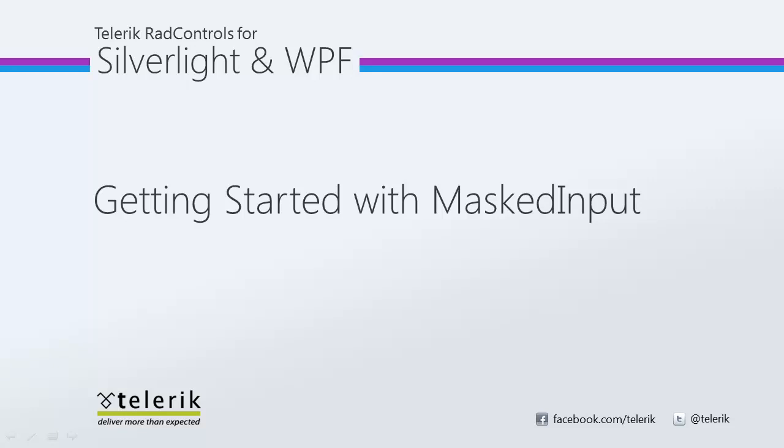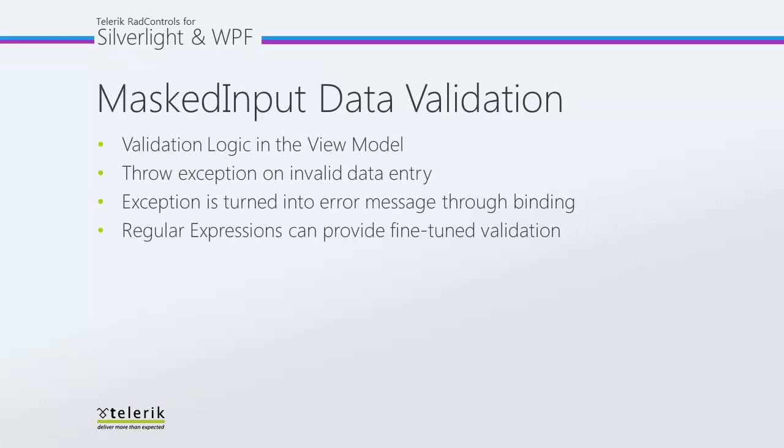Today we're going to take a look at the RAD masked input control for validation. RAD masked input is part of the Telerik RAD controls for Silverlight and WPF control suite for .NET and XAML development. Masked input data validation logic is contained in the view model. We find invalid data through throwing an exception, and that exception is turned into an error message through the binding mechanism. We can also use regular expressions to provide fine-tuned validation.